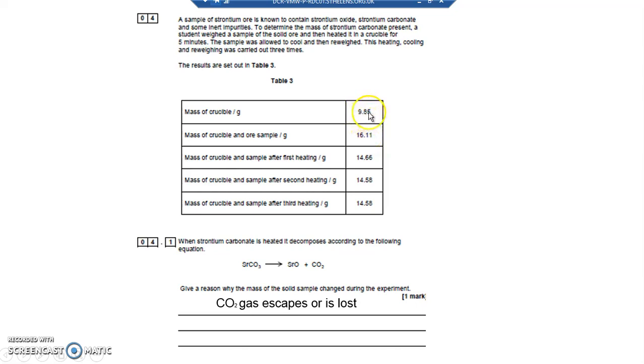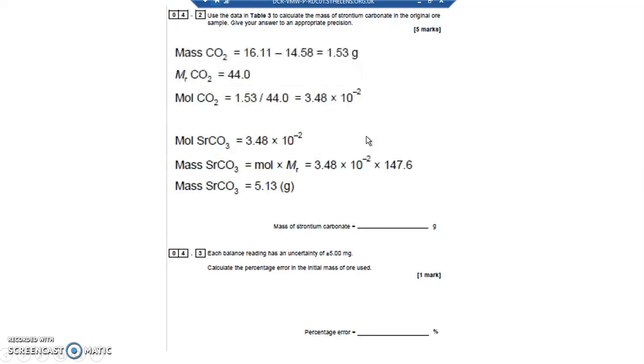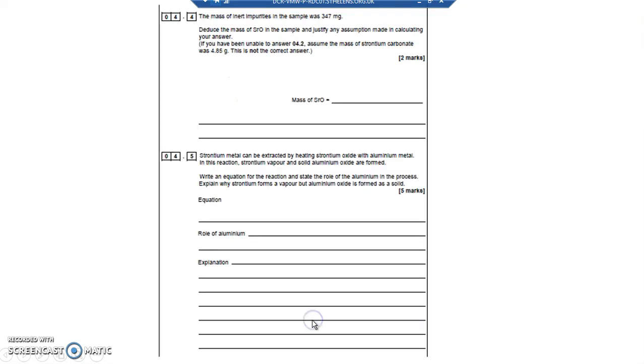16.11 take away the mass of the crucible, 9.85 is the mass of my ore sample. So 0.01 is the error, how far out the readings could be. 6.26 is the value of the amount of strontium ore that I have, multiplied by 100%. 0.160% is my percentage error.